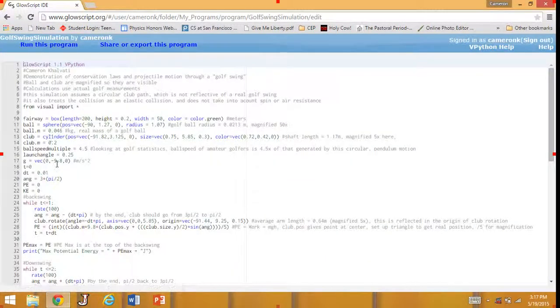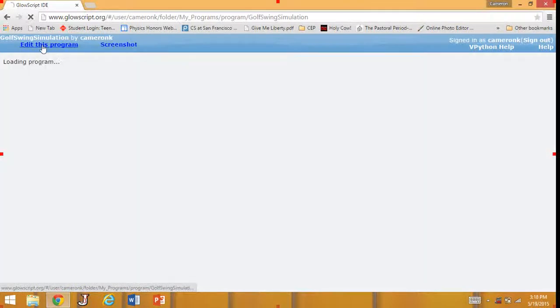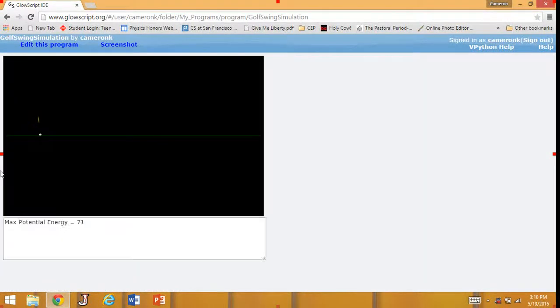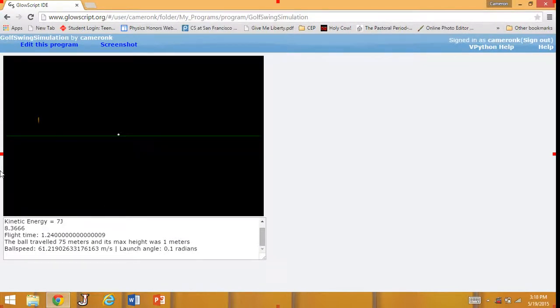So now I'm going to do a simulation of maybe a beginner golfer who can't really hit the ball, get the club face square, so they're going to hit the ball lower, and you're going to see that the distance dramatically decreases. So yeah, when I hit the ball at the bottom of the club face, the ball only travels 75 meters, with a max height of 1 meter.